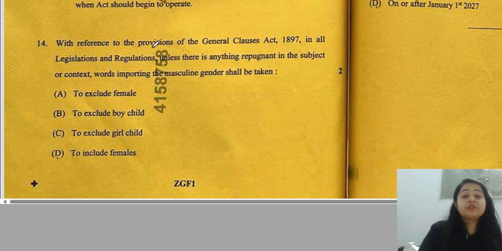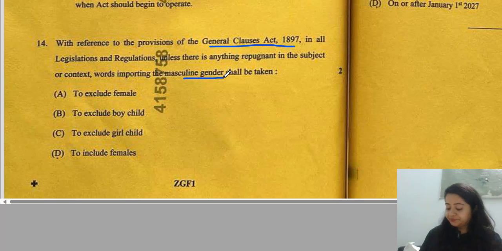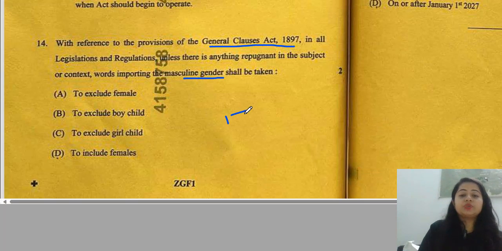Question number 14. With reference to the provisions of the General Clause Act, in all legislation and regulation, unless there is anything repugnant in the subject or context, words importing masculine gender shall be taken. So, in the General Clause Act, we have section number 13, which says that in any act, whenever masculine gender is used, it includes female gender also, unless there is an exception specifically mentioned. So here masculine gender shall include females also. So your correct option is going to be D. Very, very simple.